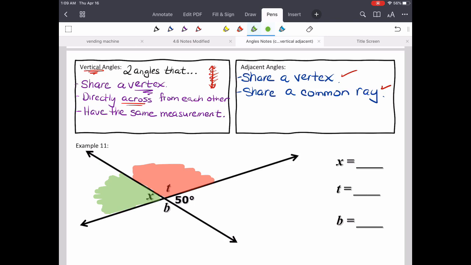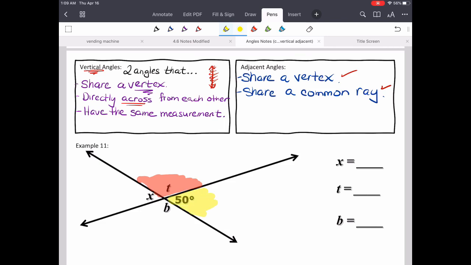Sometimes you can call them a linear pair, but they share that vertex right there. They share the vertex. So you could say that T is adjacent to X, and X is adjacent to T. Now, it doesn't have to be that way. We can also say that T is adjacent to 50 degrees. It doesn't have to be one way or the other. You can go either way.